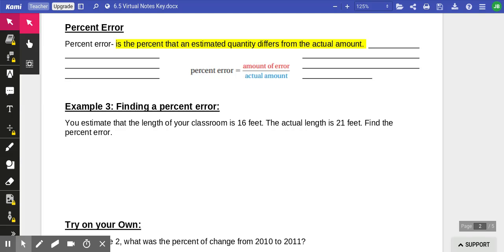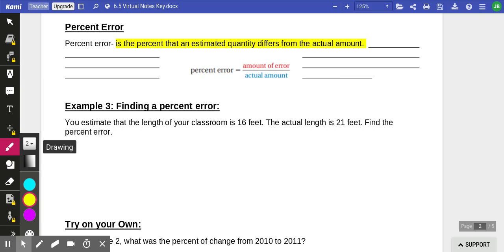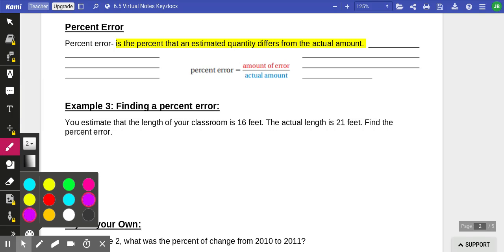So let's say you are estimating the length of your classroom and you're estimating it to be 16 feet. When you are given the chance, you measure it and it is actually 21 feet. So we want to find the percent of error. We need to figure out what was the amount of error. If I said it's 16 feet, but I measured it and it's actually 21, what is the difference? What is the error between those two numbers?